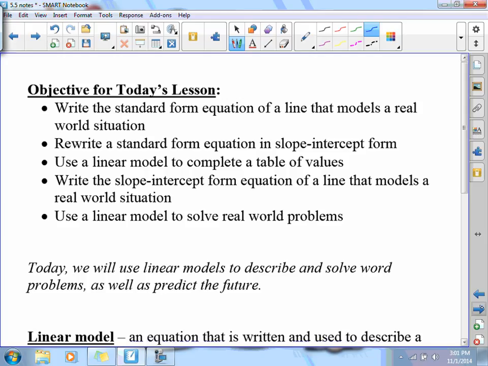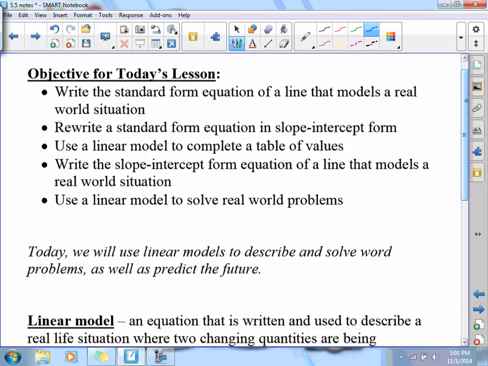Now remember, when we see the word modeling, that basically means that we're going to be dealing with word problems. So we're going to write the standard form equation of a line and the slope-intercept form equation of a line that deal with real-world situations. So we're going to focus on both of those forms and how they apply to two different types of word problems. Then we're going to rewrite the standard form in slope-intercept form, which we've done.